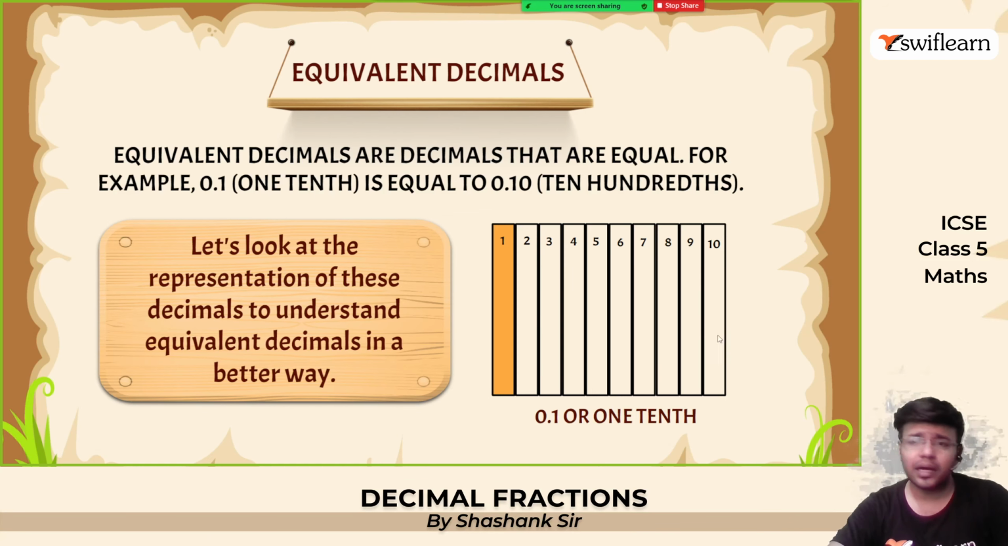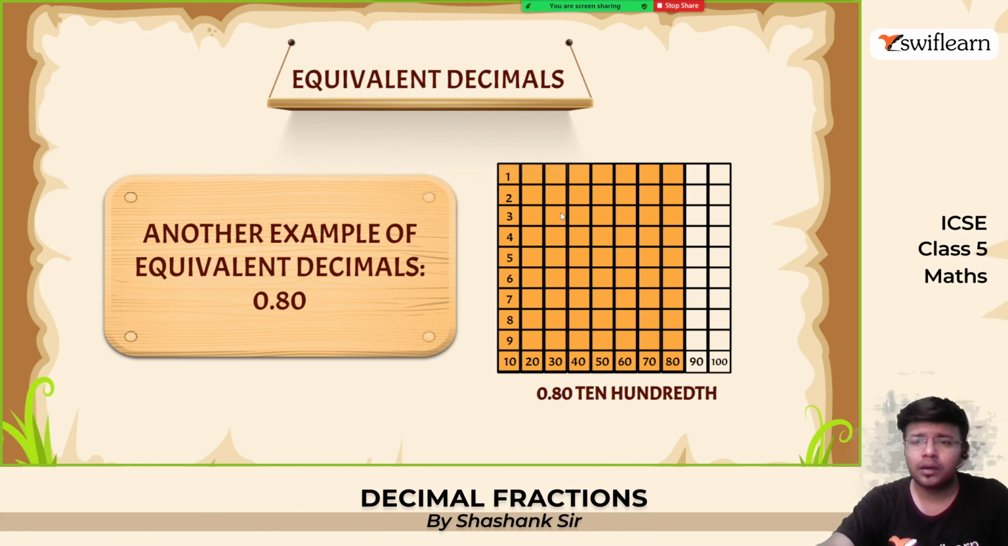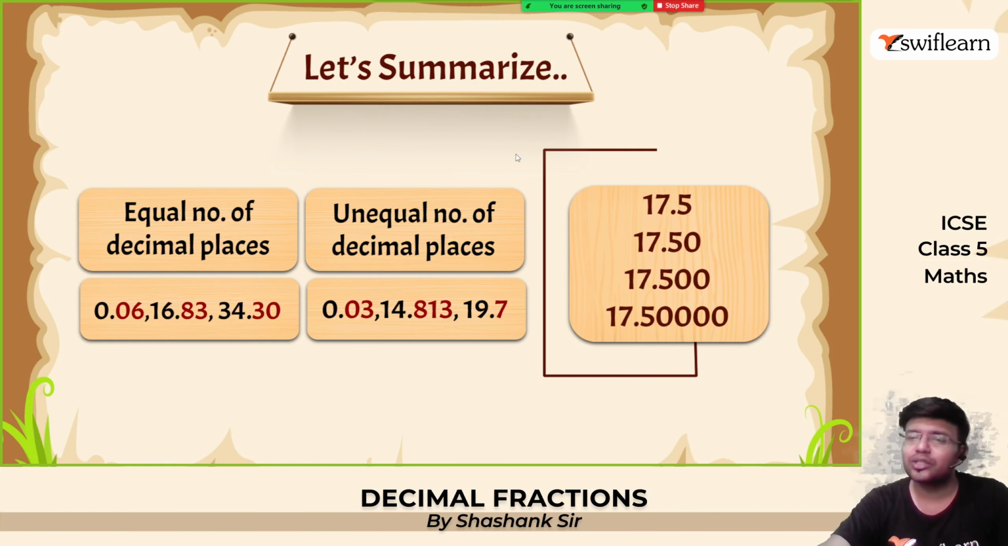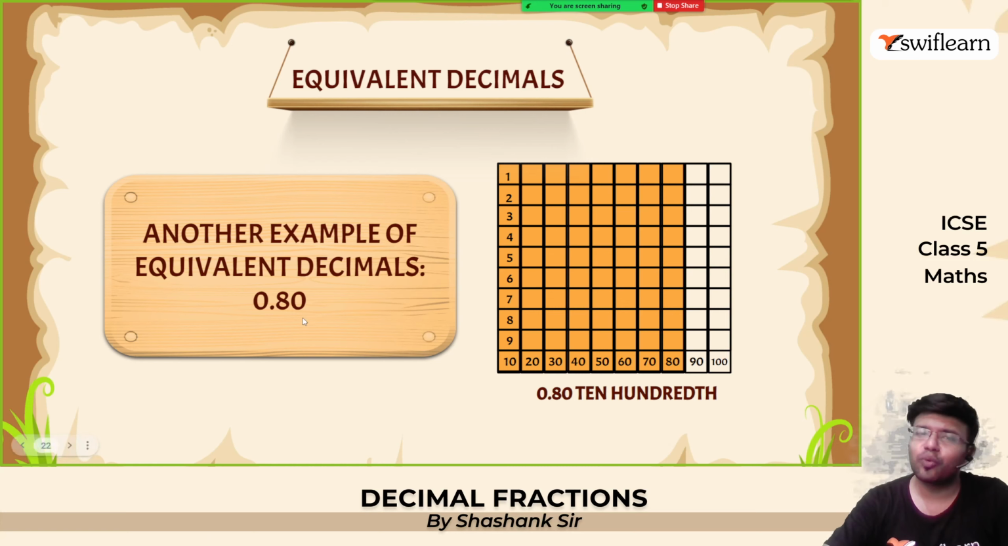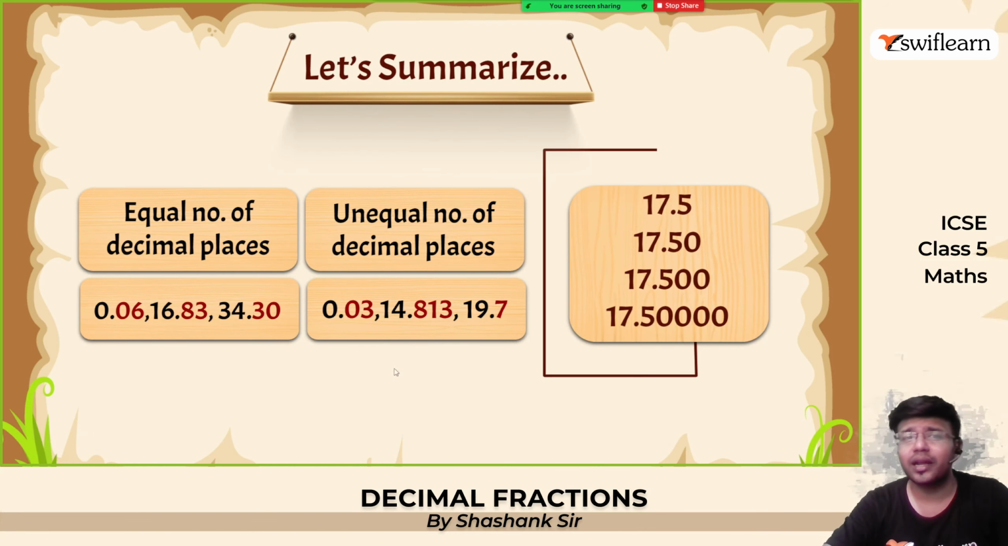Okay, 1/10 is like a Kit Kat chocolate. A very big Kit Kat chocolate, like a big chocolate with 10 slices. Each slice represents 1/10 or 0.1. So this represents 0.80, and this also represents 0.8. Yes, because 0.80 is the same as 0.8.